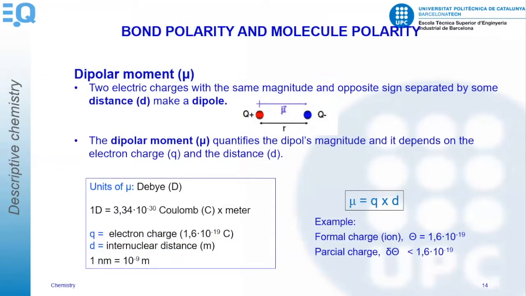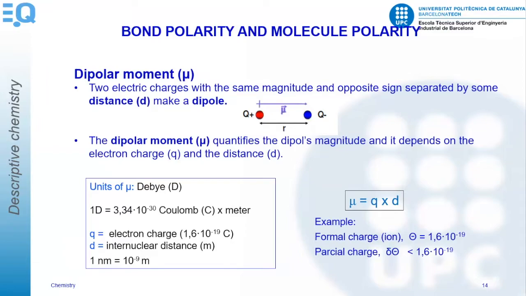So, the question would be, what is the dipolar moment? A dipolar moment is when we have two electric charges that have the same magnitudes but an opposite sign, and they are separated by a certain distance. That's what makes a dipole. Now, the dipolar moment quantifies the dipole's magnitude, and it depends on the electron charge and the internuclear distance.